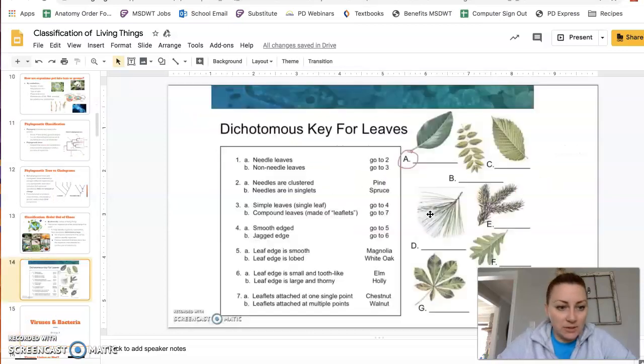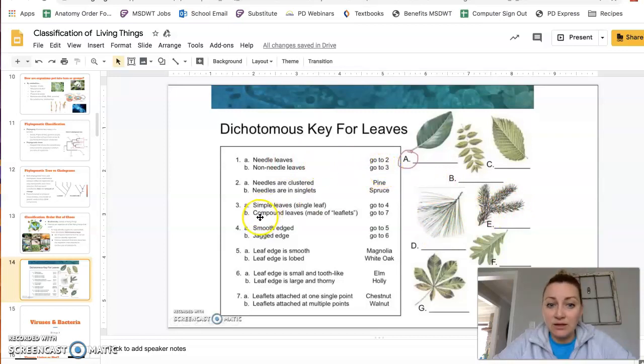Oh, I skipped too many. Like here. So if we look for any of these leaves, let's try for A here. So we start at number 1. We always start at number 1. Has needle leaves, has non-needle leaves. Probably call those non-needle leaves, right? When you compare it to the others. So non-needle leaves, it says go to 3.